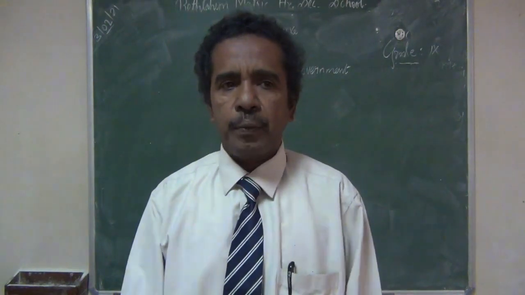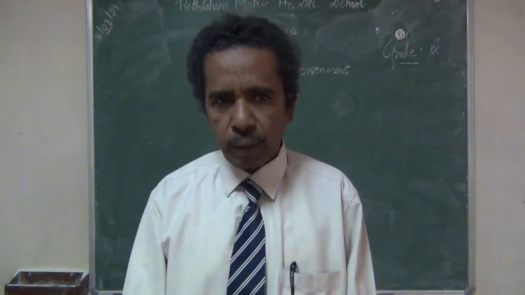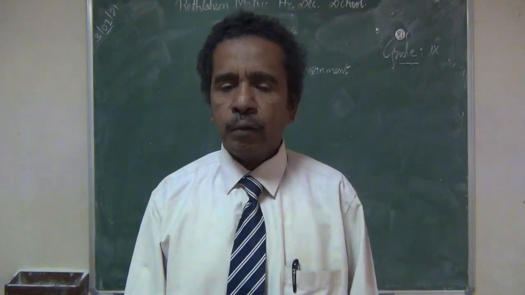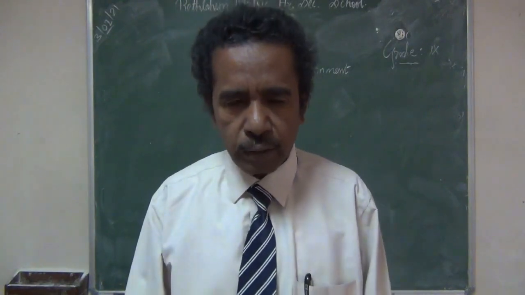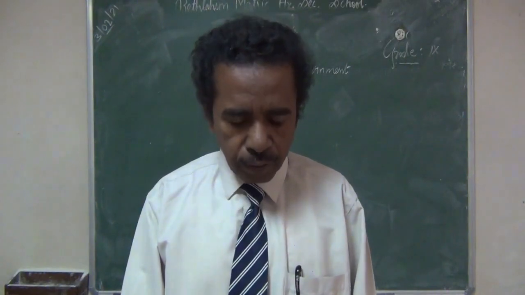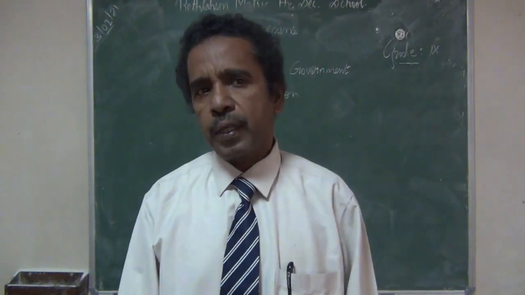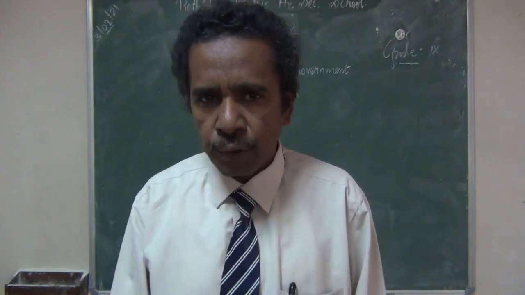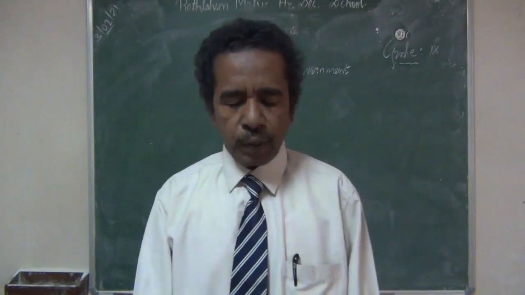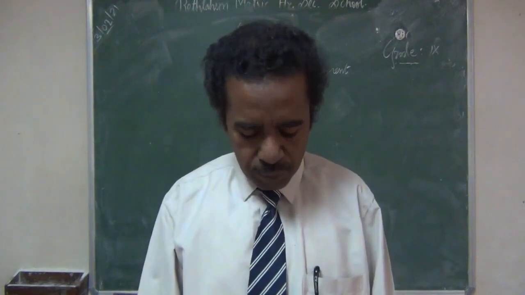Unitary form of government means only one government at the center. Example, England and France. In these countries, only one form of government is there. That is unitary form of government.